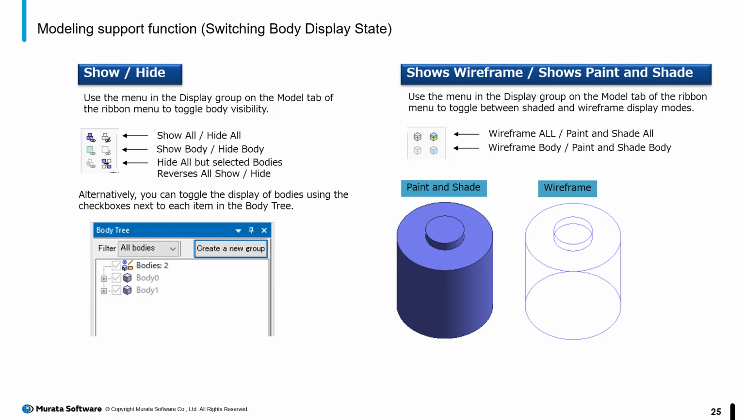Regarding the types of body display, you can choose between shading and wireframe modes. Both shading and wireframe displays can be set individually for each body. For example, if you only want to show the internal structure of a body, you can switch just the outer body to wireframe mode while keeping the others in shading mode.